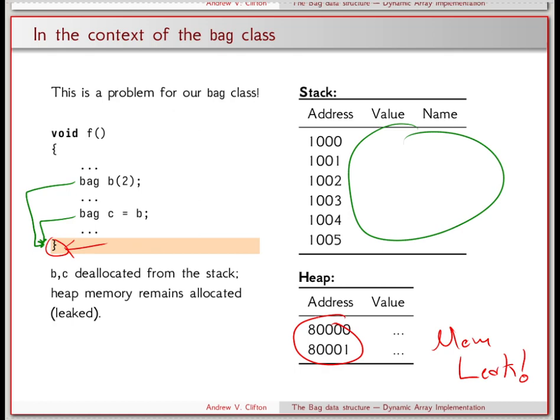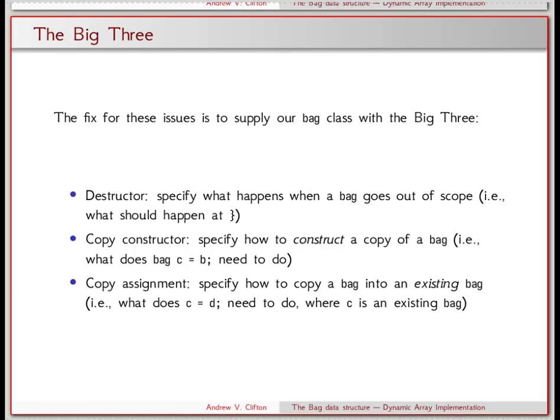The destruction problem is easy to fix, but you can't stop when you just fix one of these things because they're all interrelated. These are sometimes called the big three, because once you start adding them, you can't stop. If you need one of them, you probably need all three. So we are going to add a destructor. That's a function that says, all right, how do you destroy a bag? What needs to happen when we hit that curly brace? Right now, what happens when we hit a curly brace is nothing. We need it to delete the array that's under the hood.